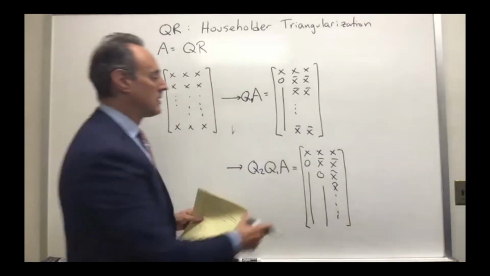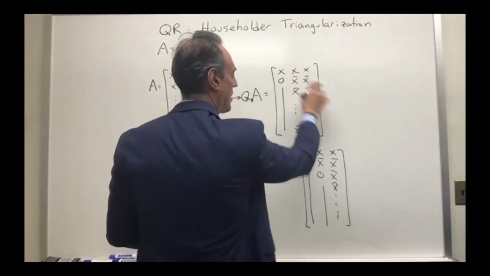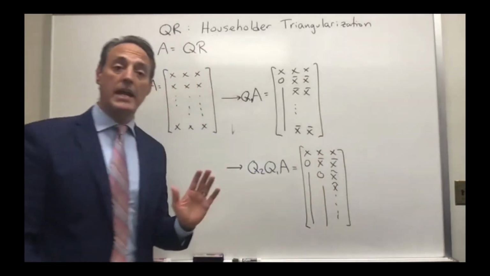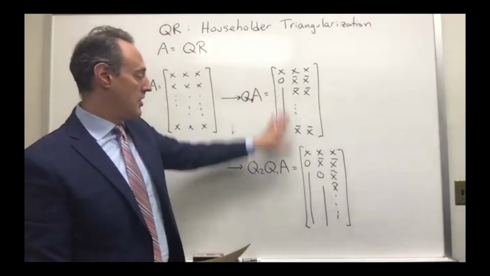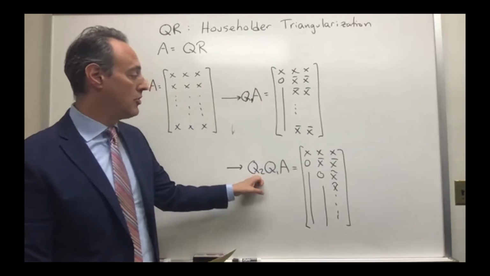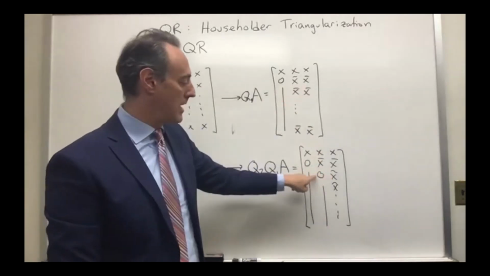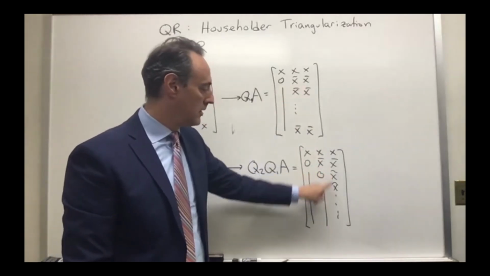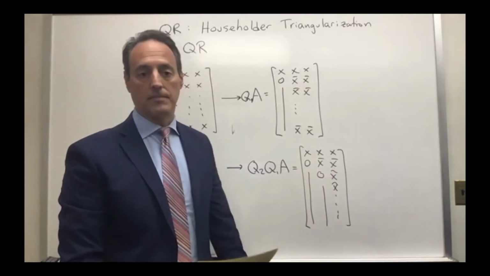So notice the 2 top rows were unchanged. Going from here to here, when I multiply by Q2, the only thing that changes is I made all these zeros, and these got updated scores.